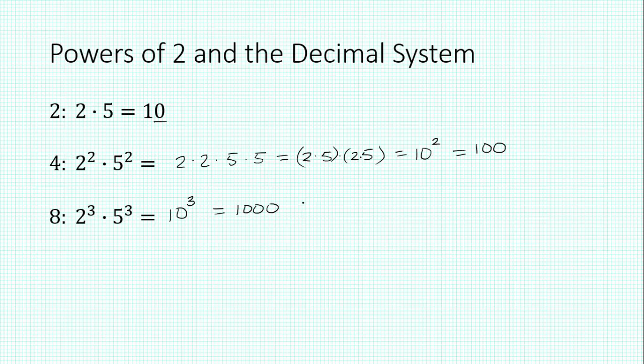So now look at the pattern. 2 to the 1 is a factor of 10 to the 1, which has 1 zero. 2 squared is a factor of 10 squared, which has 2 zeros. 2 to the third is a factor of 10 to the third, which has 3 zeros. So we could extend this: 2 to the n times 5 to the n, which is the same as 10 to the n, which will look like 1 followed by n zeros. All of this background is why the rule for powers of 2 and divisibility works.